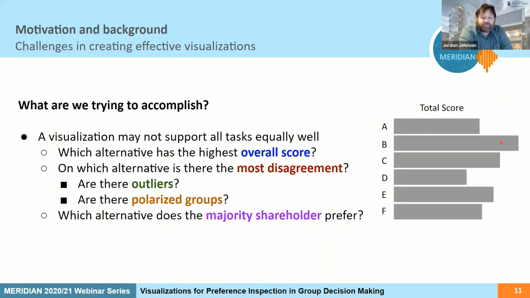Another thing to consider is, well, which alternative does the majority shareholder prefer? Because we're not guaranteed to have all shareholders be equally influential in making our decision. So we need to take into account, we want to be able to generate visualizations that support all our tasks as well as possible.